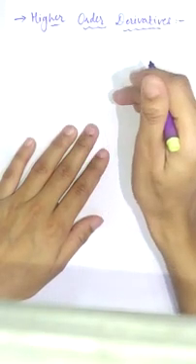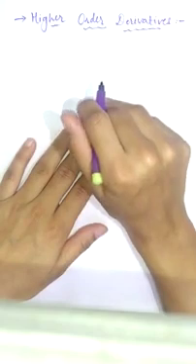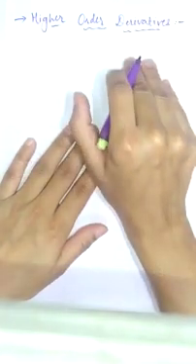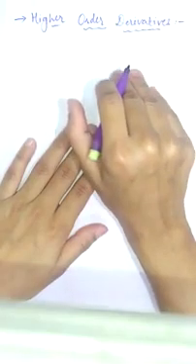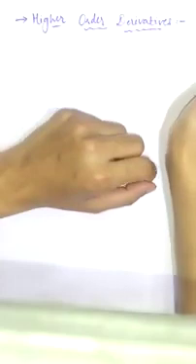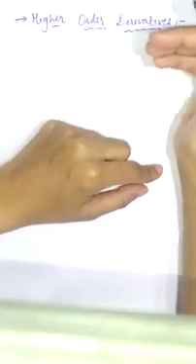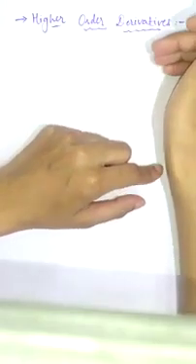Hope you are all practicing at home. Now today's topic is higher order derivative, which is the last subtopic of our chapter, differentiation. Let's have a look at the notations of the higher order derivative and understand this with an example. Okay, so let's begin.